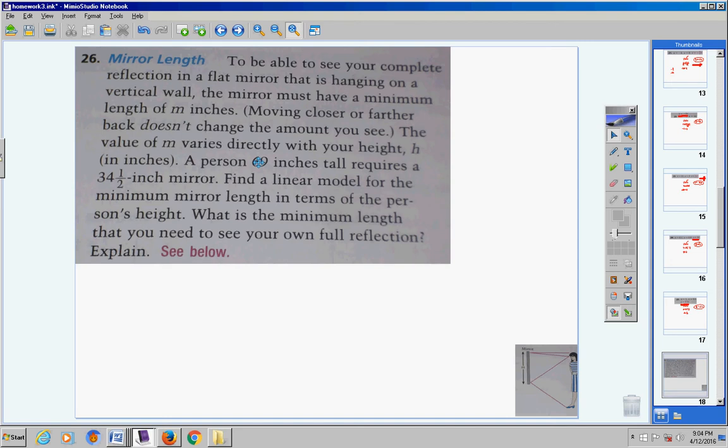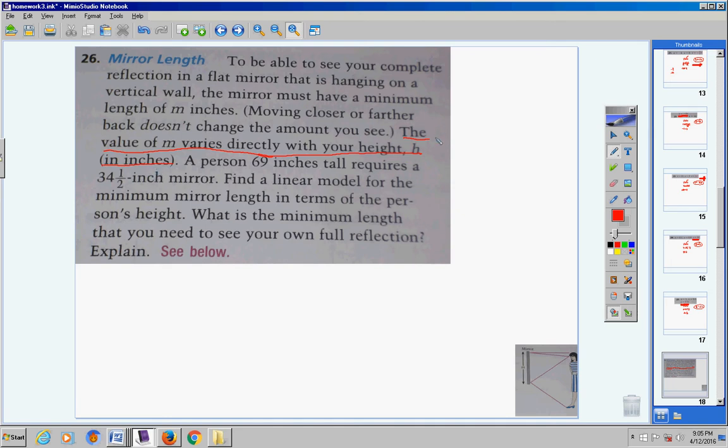And so here we go. To be able to see your complete reflection in a flat mirror, the mirror must have a minimum length of m inches. Moving closer or further back doesn't change the amount that you see. Now here's the important sentence. The value of m varies directly with your height h. Now it's got to be in inches, by the way. Your height has to be in inches.